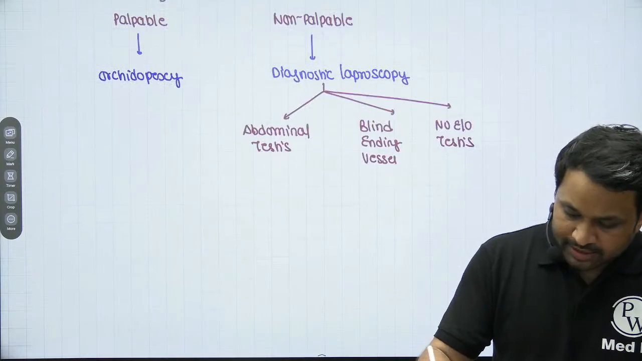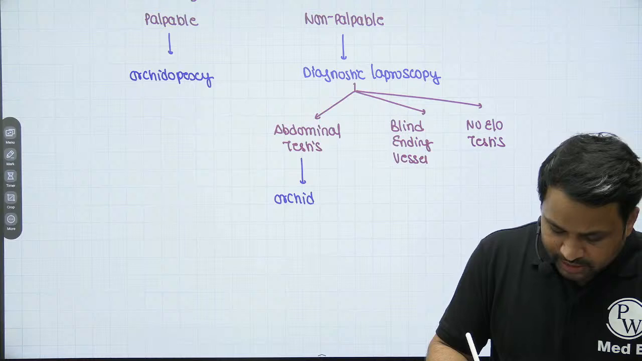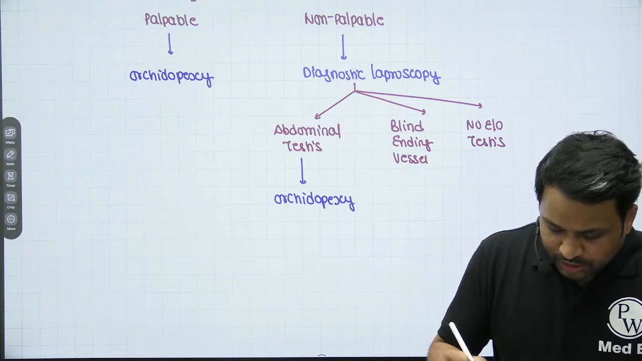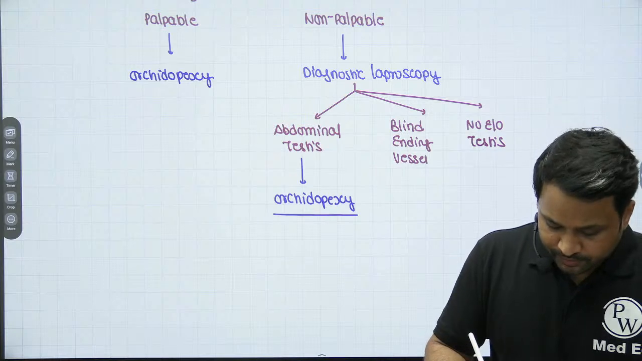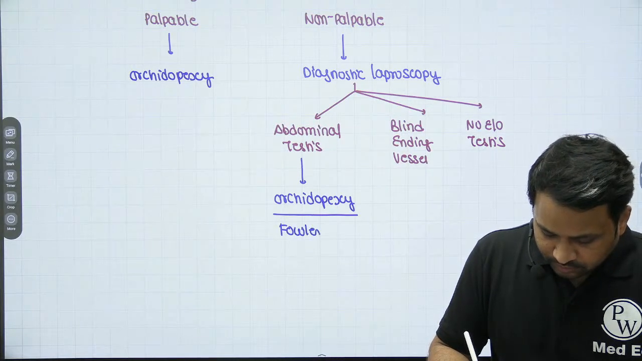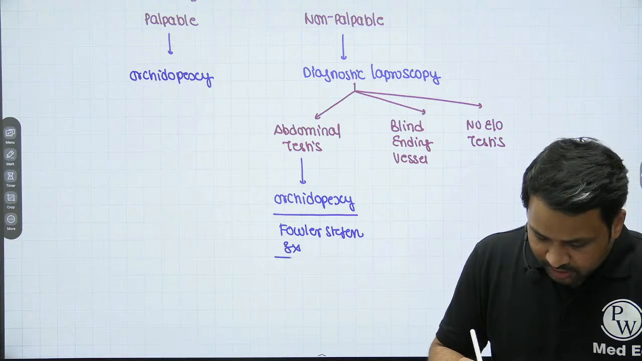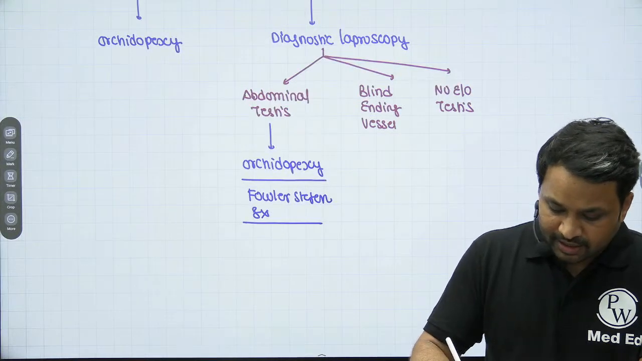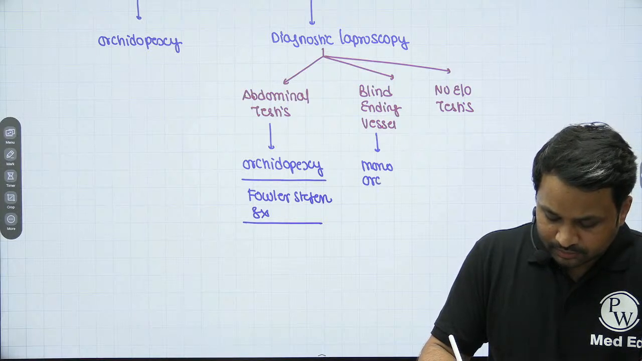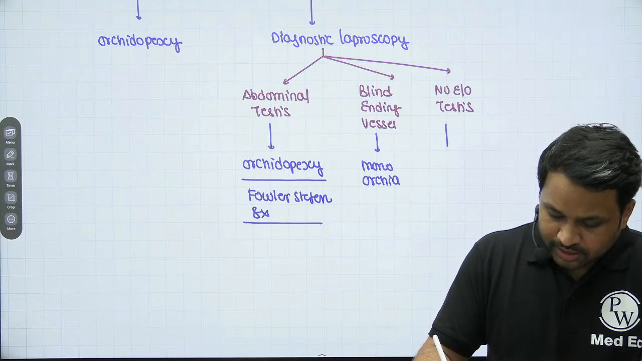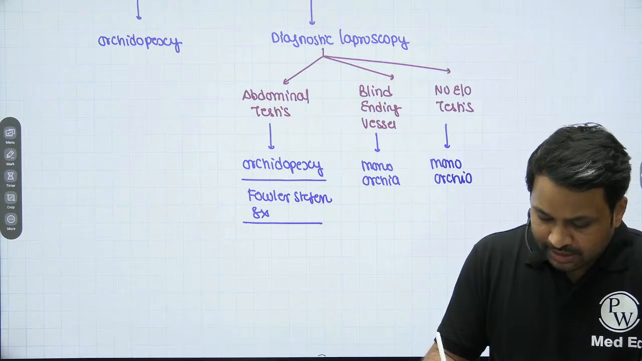If it's an abdominal testes, you bring it back and do an orchidopexy. If there is a shorter vessel, you can do a staged procedure, which we call the Fowler-Stephens surgery. A blind ending vessel indicates monorchia, that is a single testis. No testis also indicates monorchia. The baby is born with a single testis.